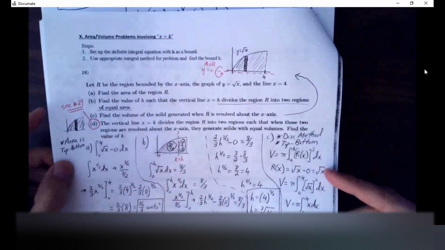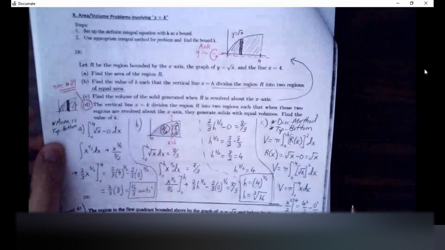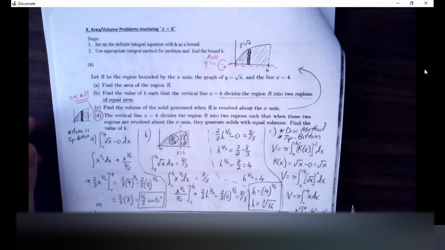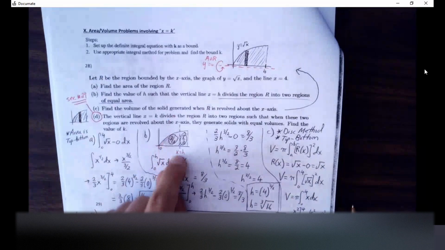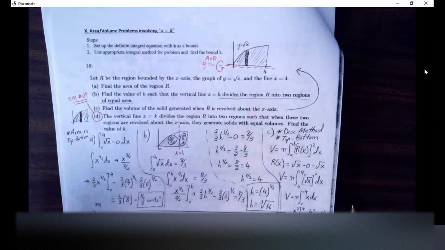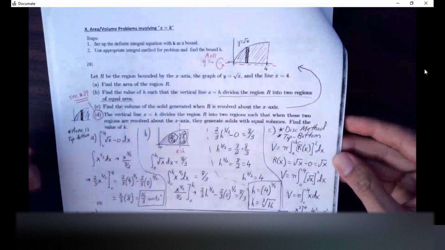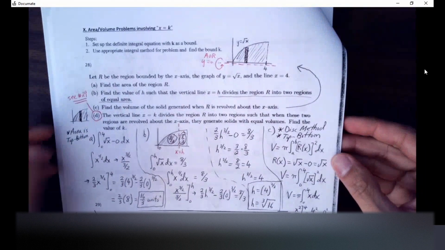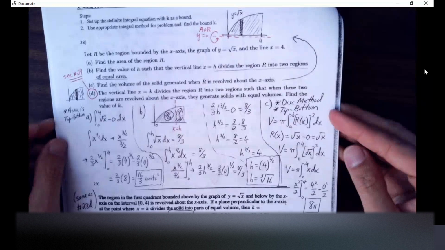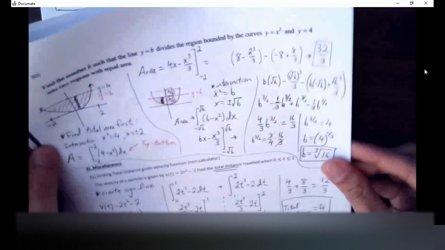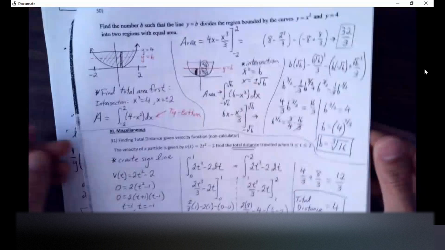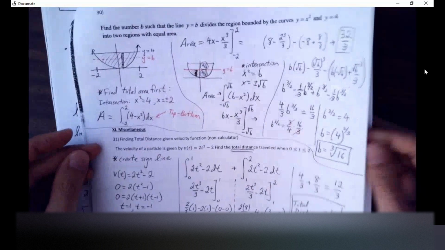Yeah, this is a lot. This is an area problem where we're trying to find a vertical line that will split something in half. I don't know, maybe it's not worth going through all this trouble. Yeah, I don't think this will. Well, maybe I'll go over it. Let me just hit some of these other things here.